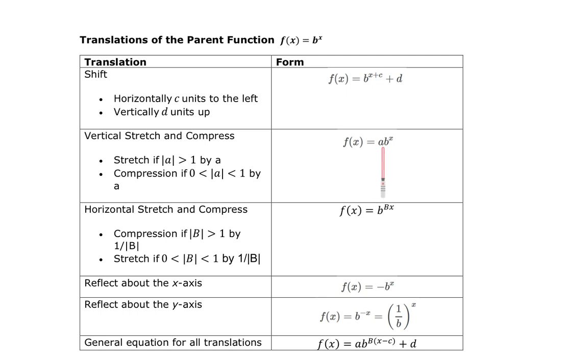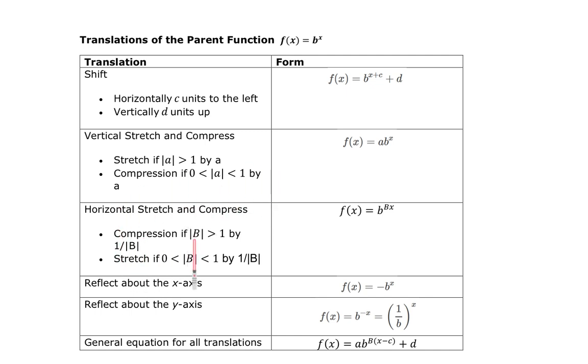If we have an a value out there, then we're going to either have a stretch by the absolute value, and you're like, why the absolute value? Because remember, if there's a negative, it does a reflection. So a stretch when this a value, the absolute value, is bigger than 1, and a compression when it's less than 1 but bigger than 0, the absolute value of it.